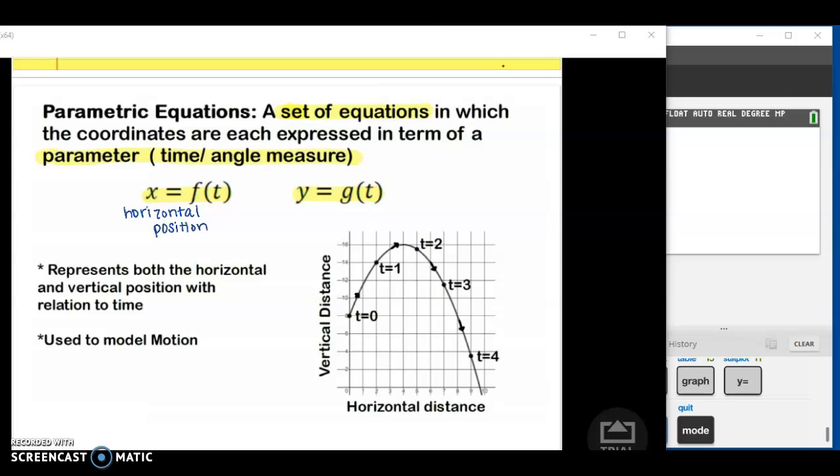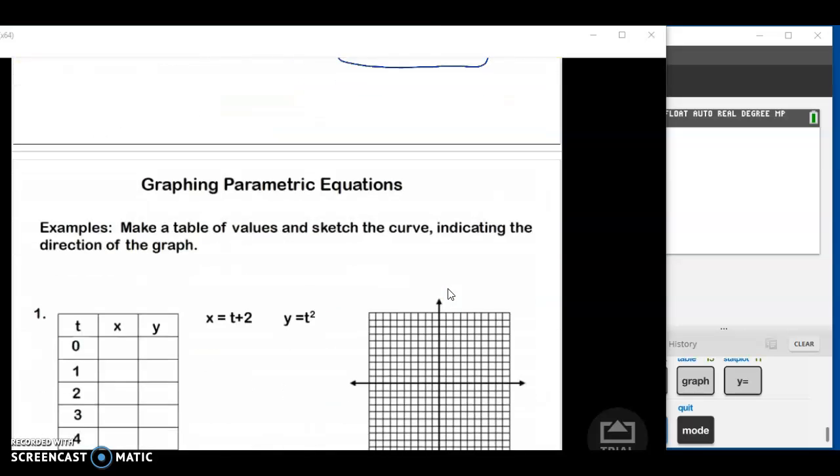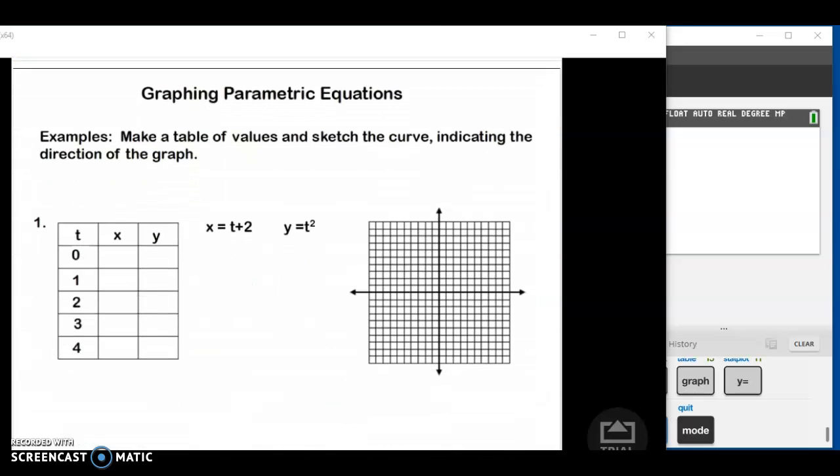If you can see on this graph here, horizontal distance is on the x-axis, whereas our y value represents our vertical position or our vertical distance. So this can tell you at any certain time what x and y value we're going to be at. We're going to graph these by hand, and then I'm going to show you how you can actually graph them on the calculator.